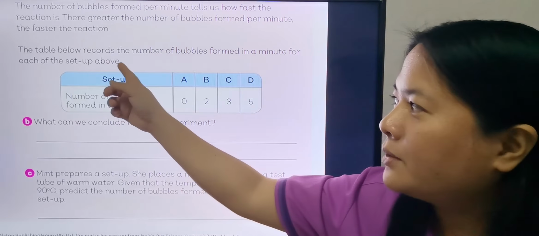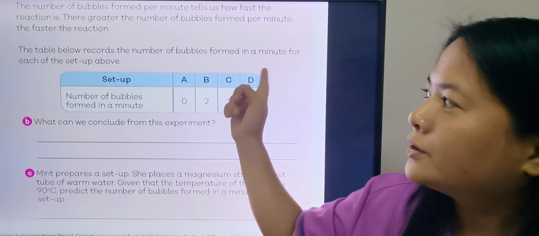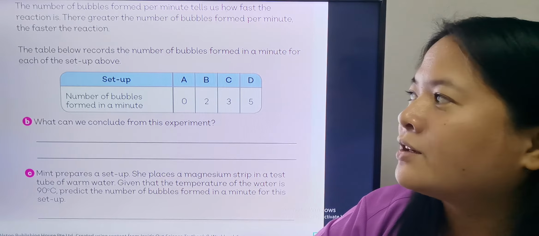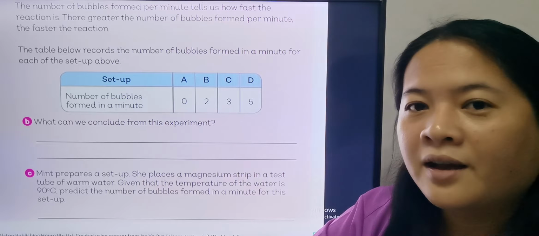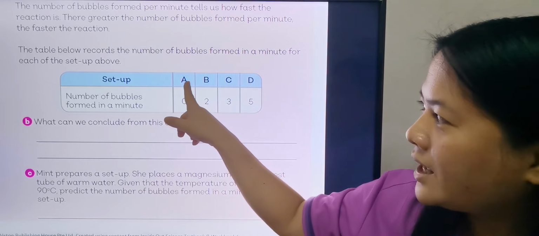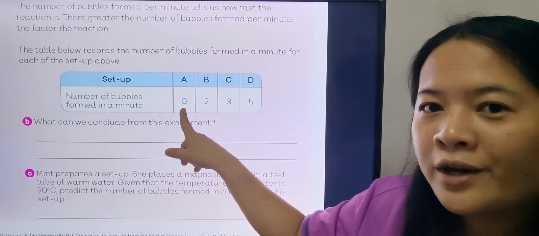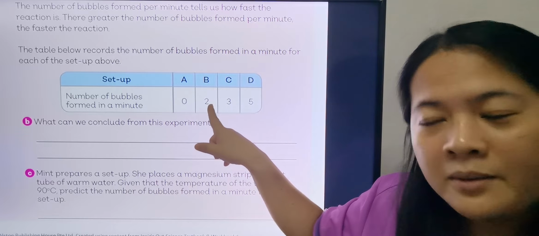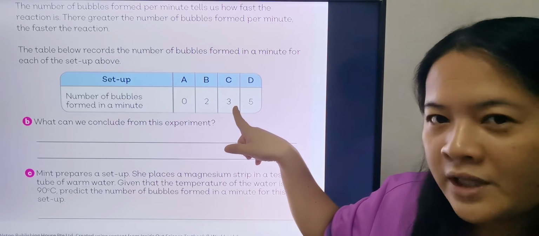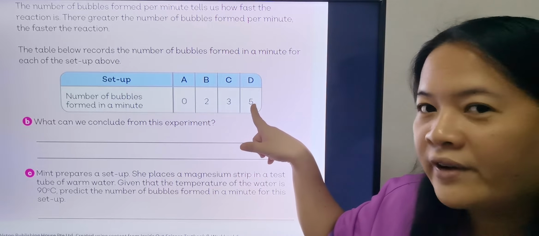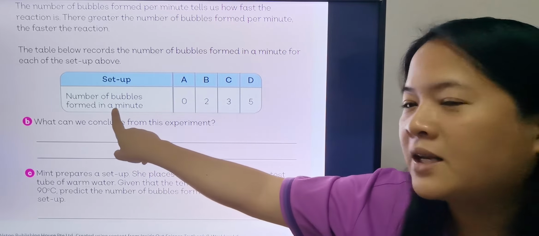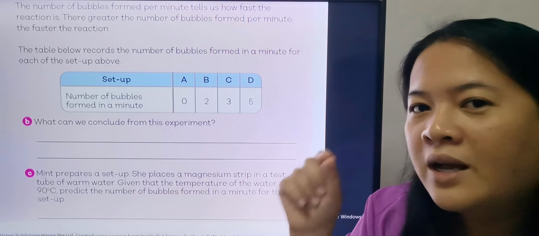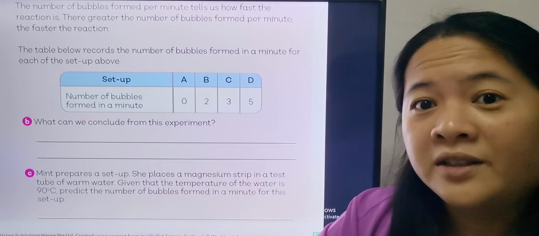Okay, so the table below shows the record of the number of bubbles formed in a minute for each setup above. Okay, so for setup A, after 1 minute there's no bubble. For setup B, there are 2 bubbles. For setup C, there are 3 bubbles. And for setup D, there are 5 bubbles after 1 minute. So, Mint counted the bubbles.